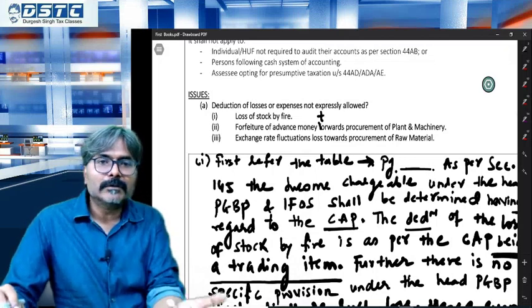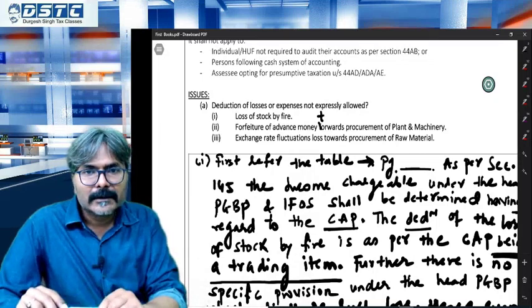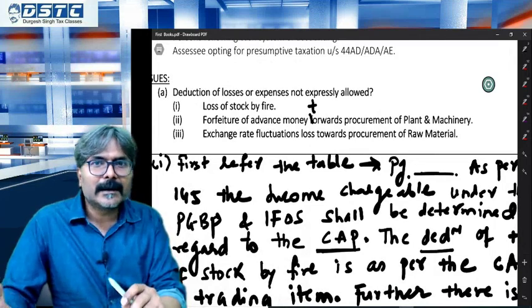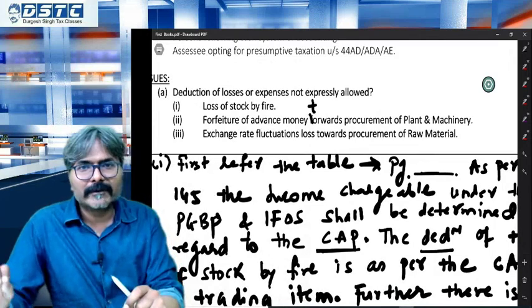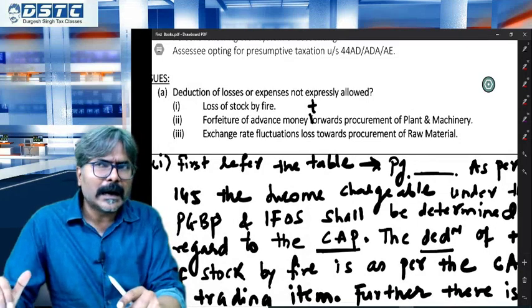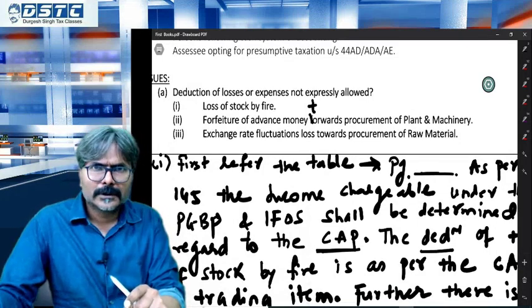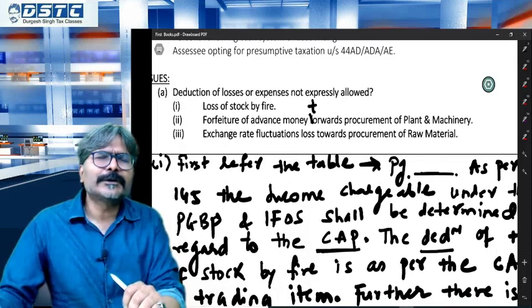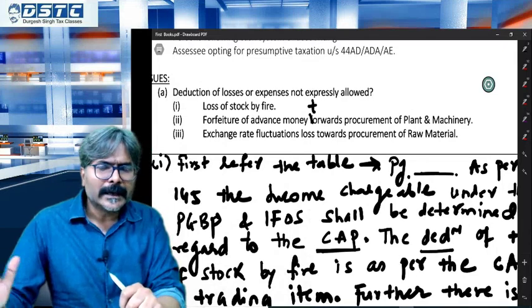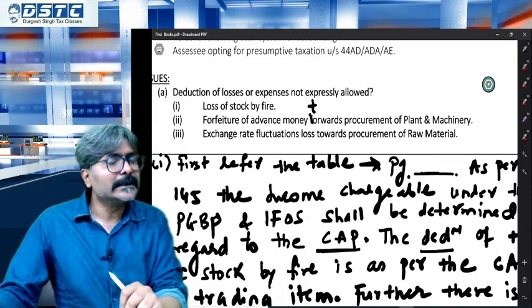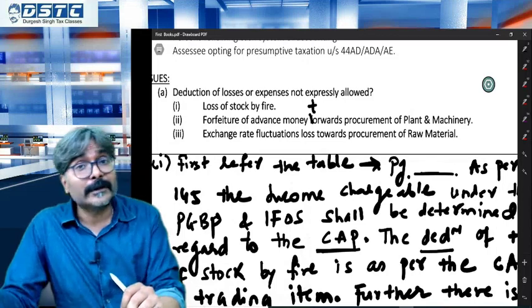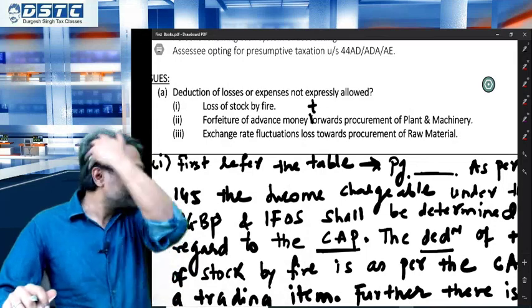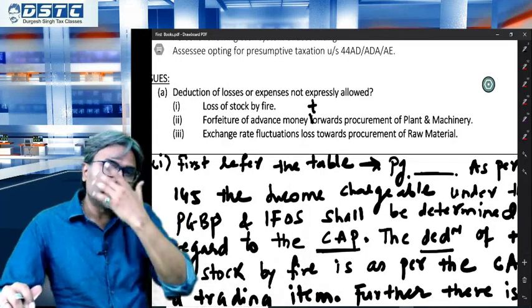So I went to buy the plant and machinery, for which I have given the advance to my supplier. Say Larsen and Toubro is the supplier. To them I have given the advance money. Somehow I could not take the delivery. I could not proceed with that particular contract. And therefore Larsen and Toubro forfeited that particular advance money. So for me it's a loss, and that loss I have debited in my profit and loss account.